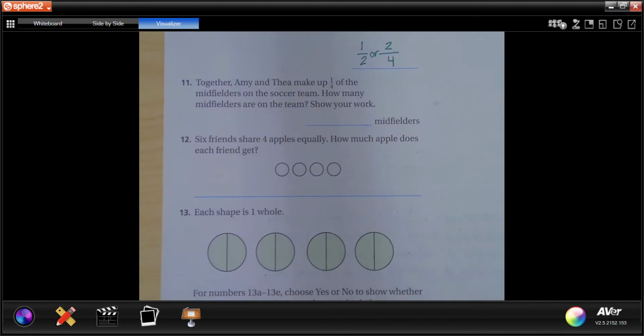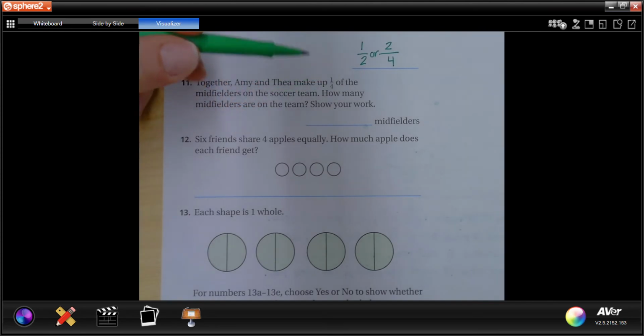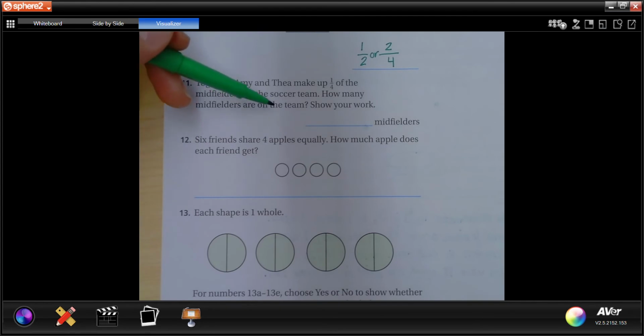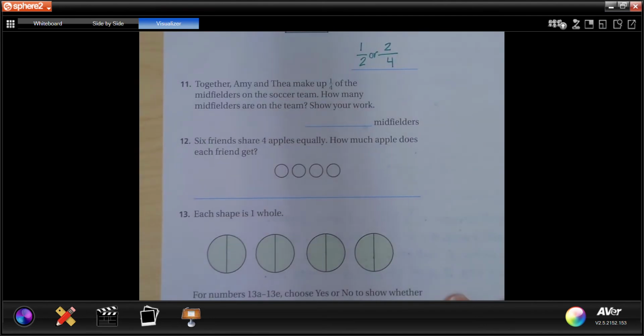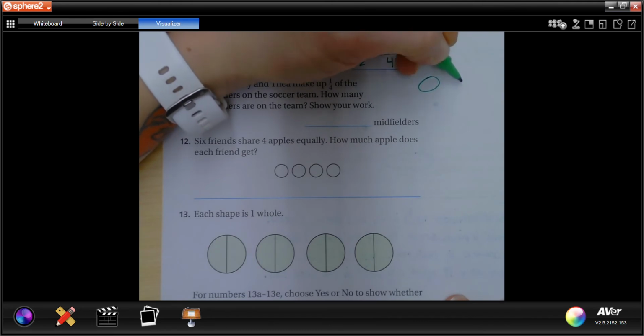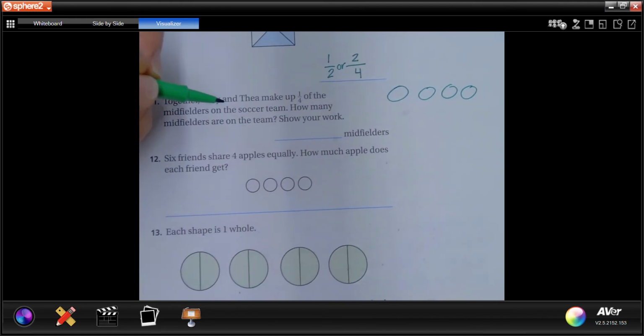Number 11. Together, Amy and Thea make up 1/4 of the midfielders on the soccer team. How many midfielders are on the team? Show your work. Okay, so if we know they make up 1/4, there should be 4 parts in the whole. So 1, 2, 3, 4. There are 4 parts in the whole.